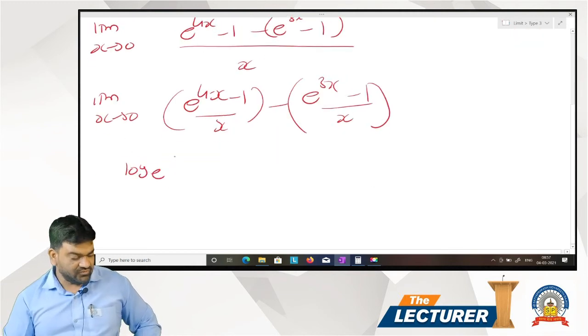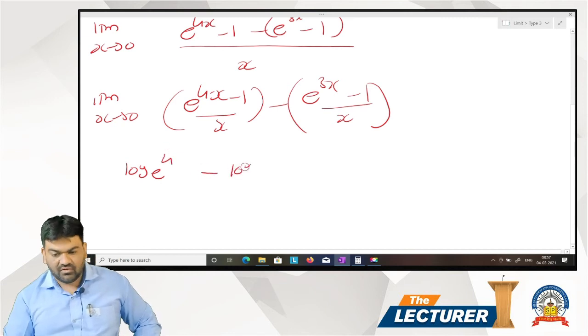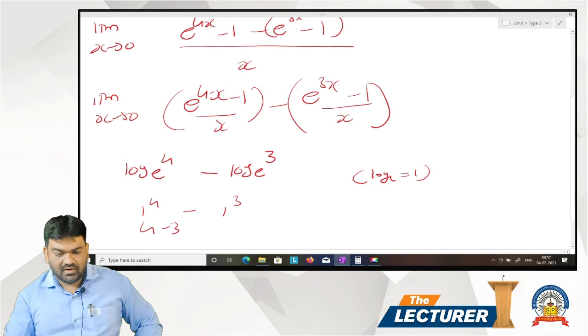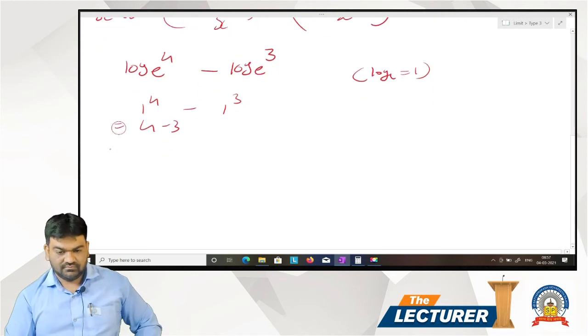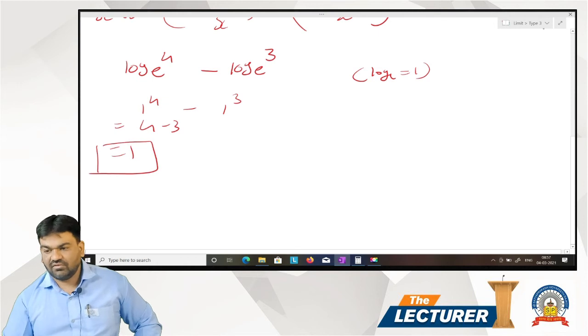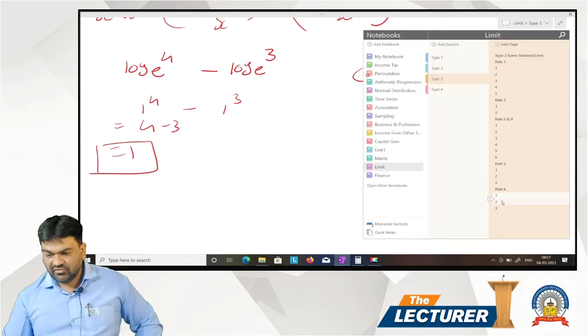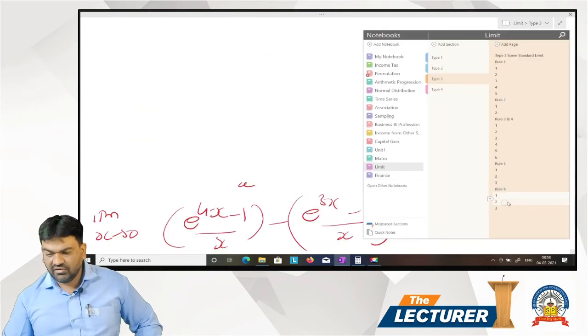Log e raised to 4 minus log e raised to 3. Log e is equal to 1. So 1 times 4 minus 1 times 3. 4 minus 3, that is 1. This is your answer.